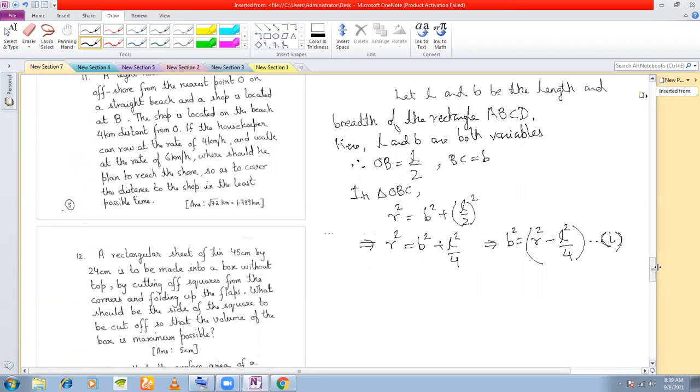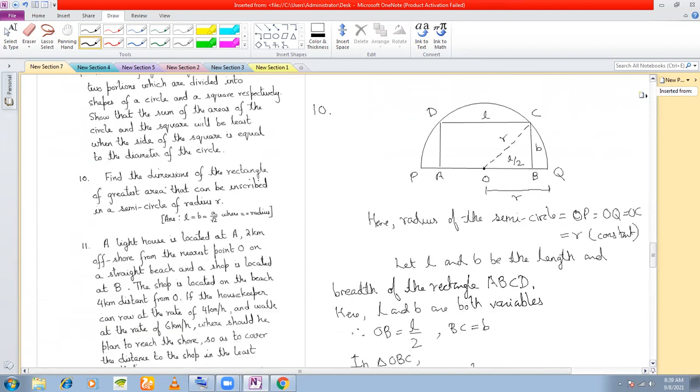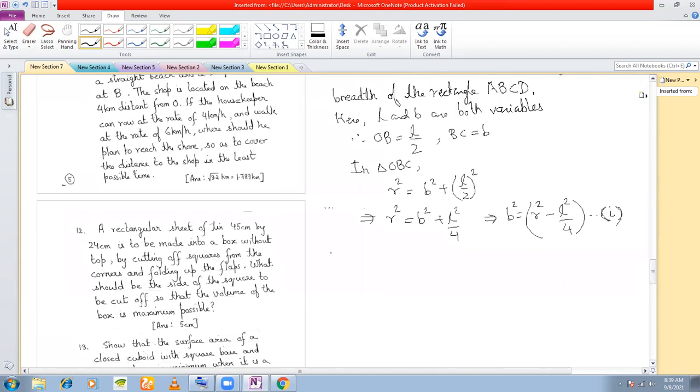Okay, let us now try to find out the main function, which we need to maximize or minimize. What is it here? Find the rectangle of greatest area. So area needs to be maximized here, right? So let's find out the area. Area of the rectangle, let us call it A, is equal to L into B, right? Now see that area here needs to be maximum.